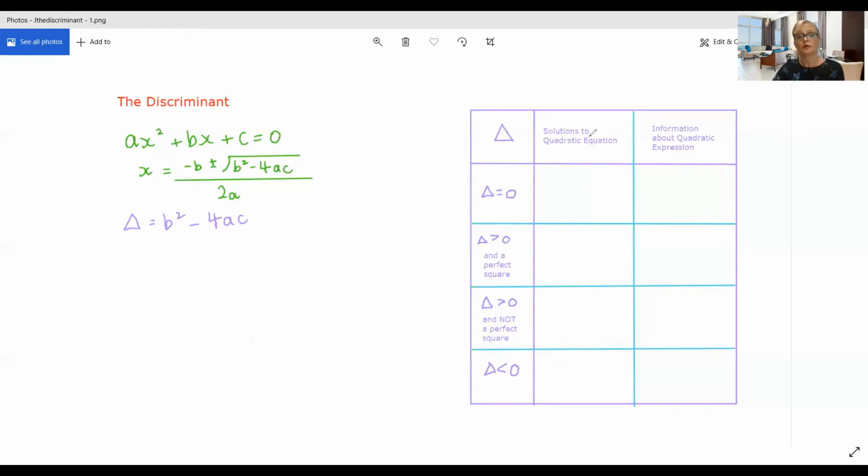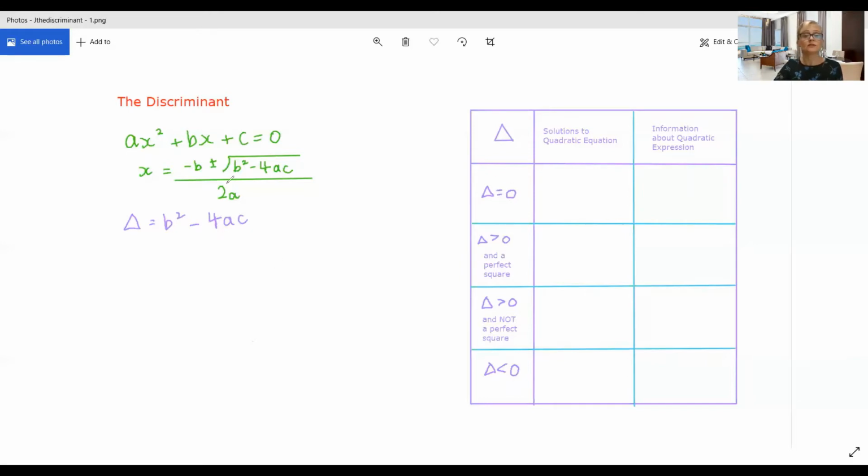So I've got a little table here ready to fill in, and I've got the various types of discriminants that we can get. And I wanted us to have a little bit of a think about how these different discriminants will affect the solutions and also give us information about the quadratic expression itself. All right, let's think first of all about the discriminant being 0.